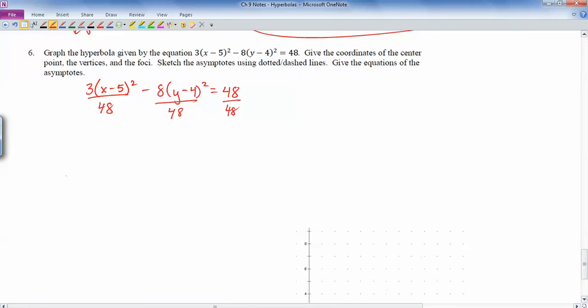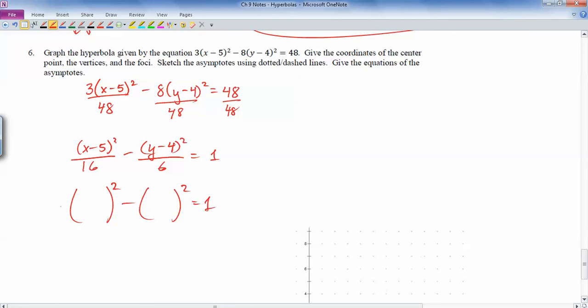And let's see. 3 over 48 is 1 over 16. So that's going to be (x minus 5) squared over 16, minus, and then 8 over 48 is 1 over 6. So (y minus 4) squared over 6 equals 1. And then we want to kind of put it all in big parentheses here. So this will be (x minus 5 over 4) and (y minus 4 over root 6).